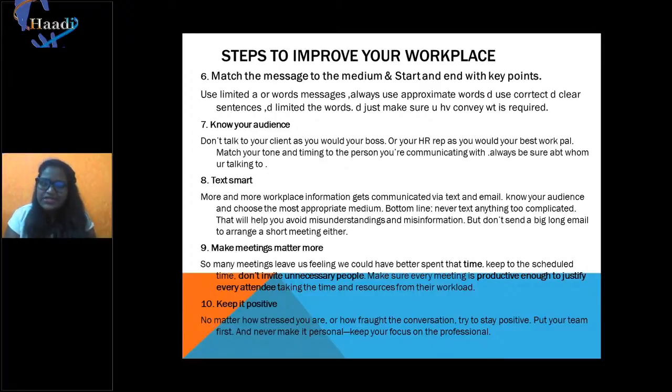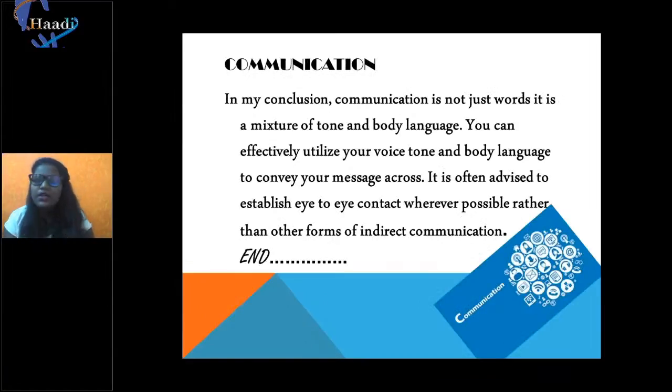So in today's session, we got to know 10 steps by which we can improve our communication in our personal or professional life. So you can work on it. Not only you, we can also work on it. We are just working on it. All this matters in every situation we meet. So I would like to end my seminar now. So it is the conclusion. Communication is not just a word.